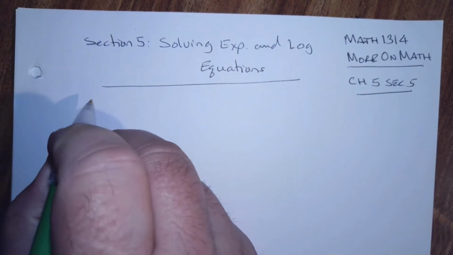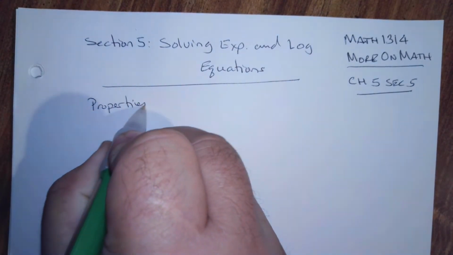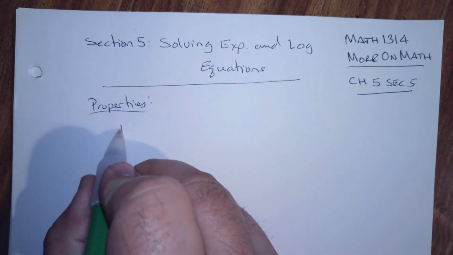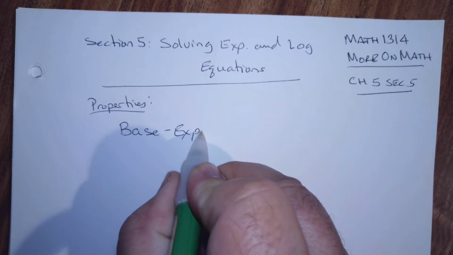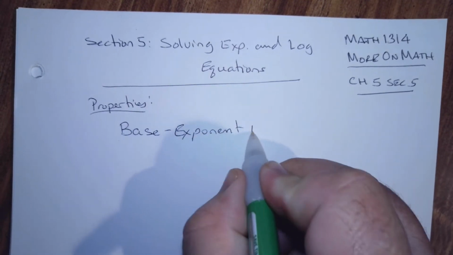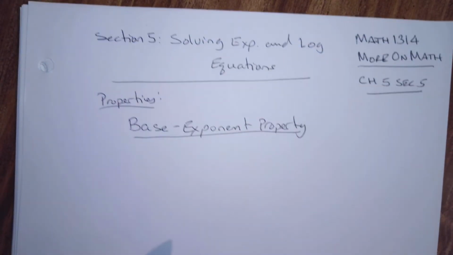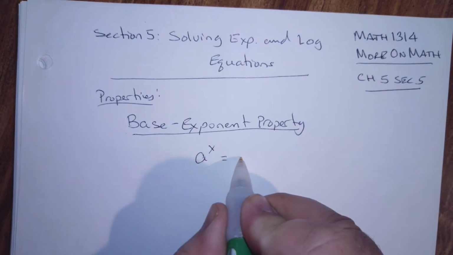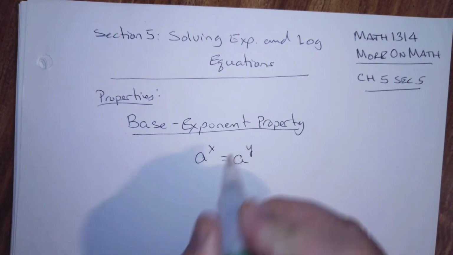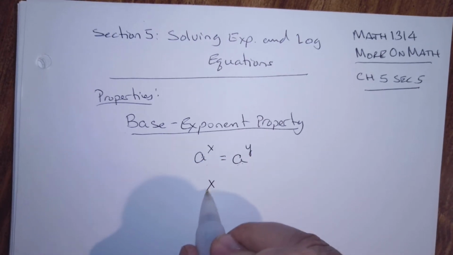I have two properties to go over first. The first one is called the base exponent property. What that one says is, if in an equation the bases are the same, the only way they could be equal is if the exponents are equal.